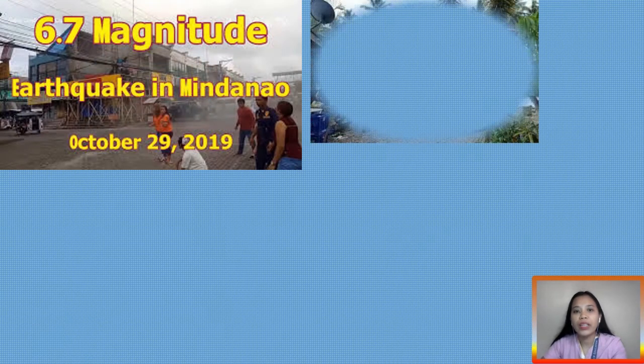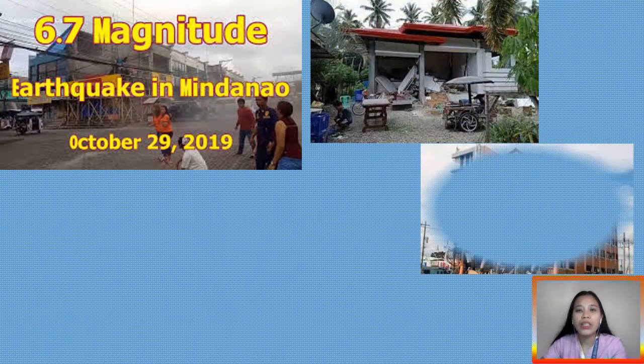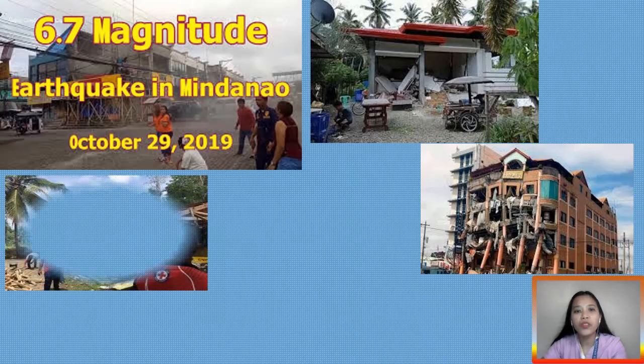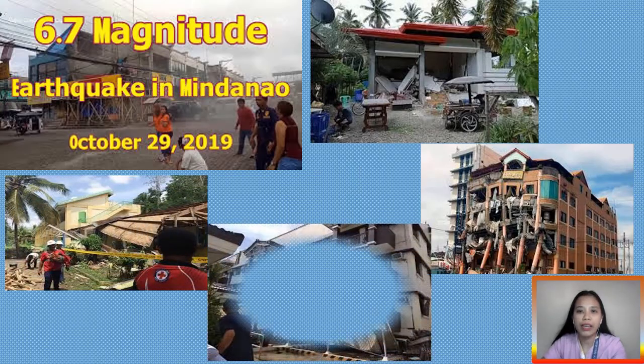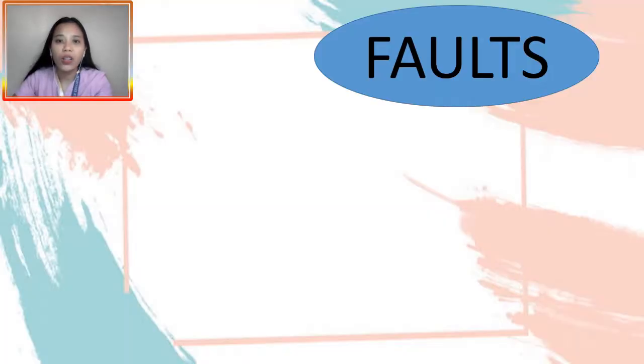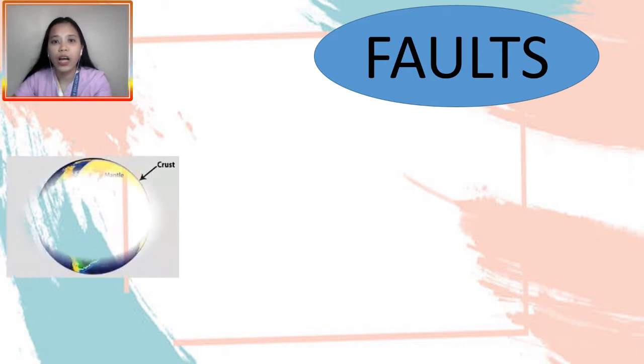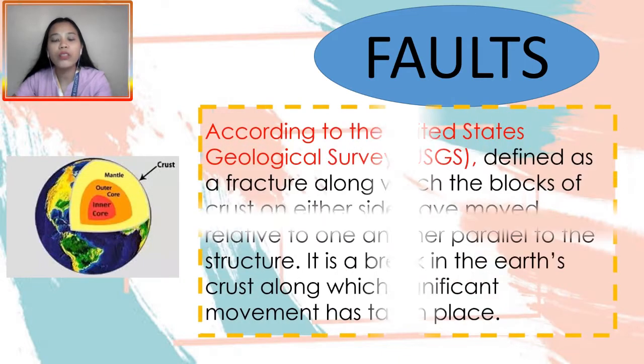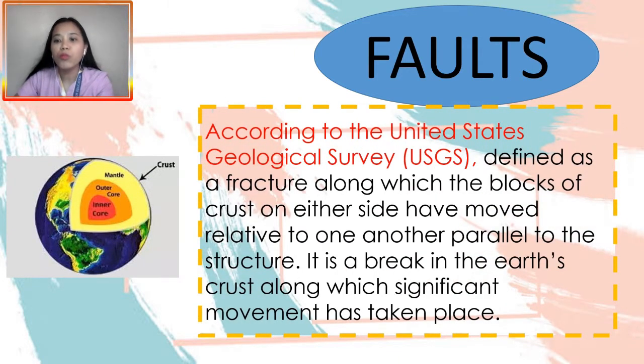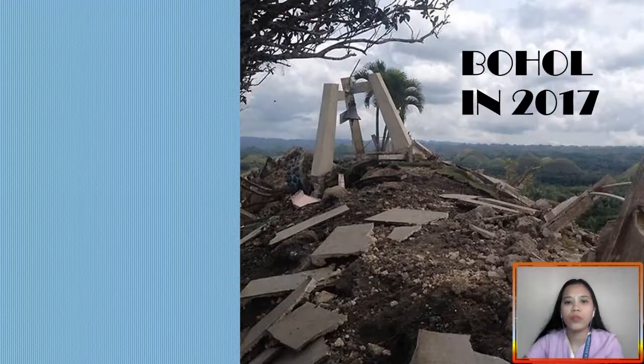Last October 29, 2019, our city experienced one of the strongest earthquakes in the past decade. According to the United States Geological Survey, or USGS, a fault is defined as a fracture along which the blocks of crust on either side have moved relative to one another, parallel to the structure. It is a break in the Earth's crust along which significant movement has taken place.